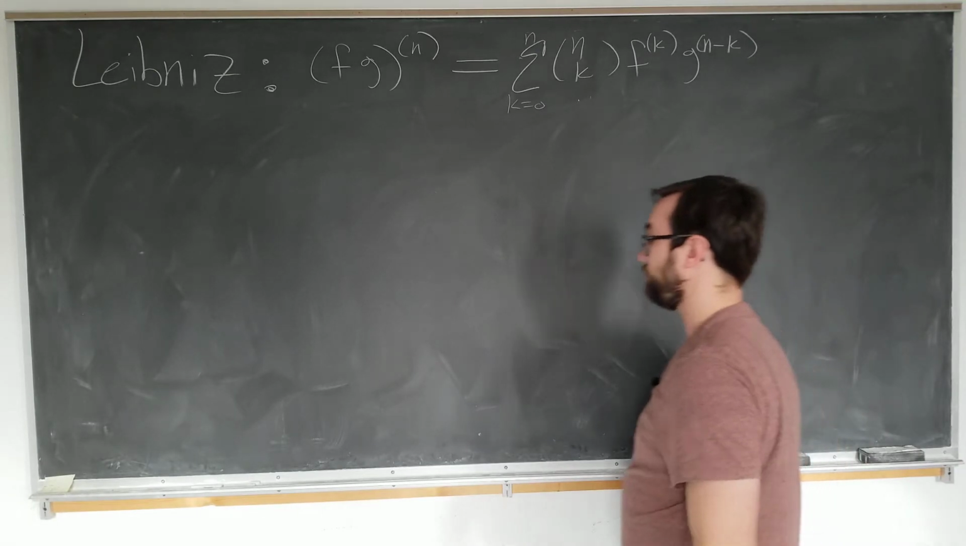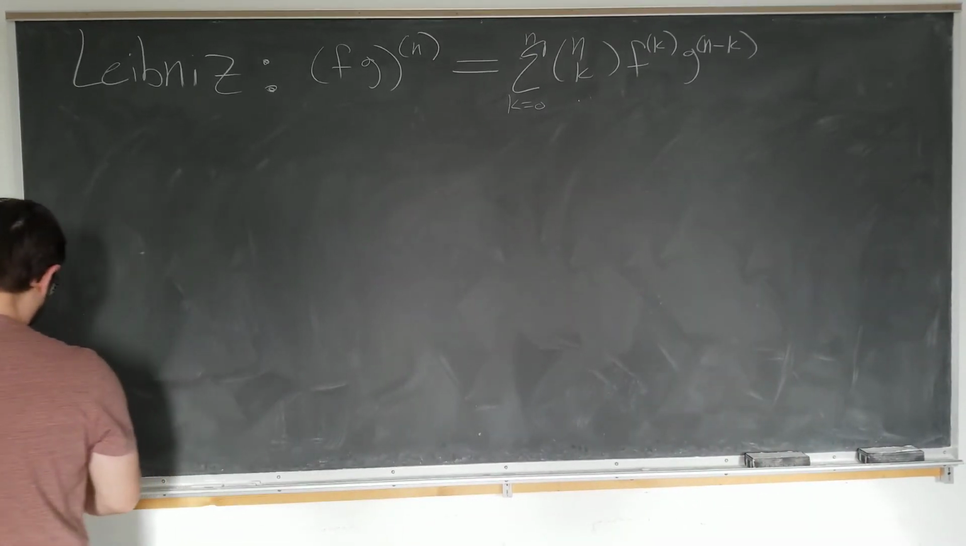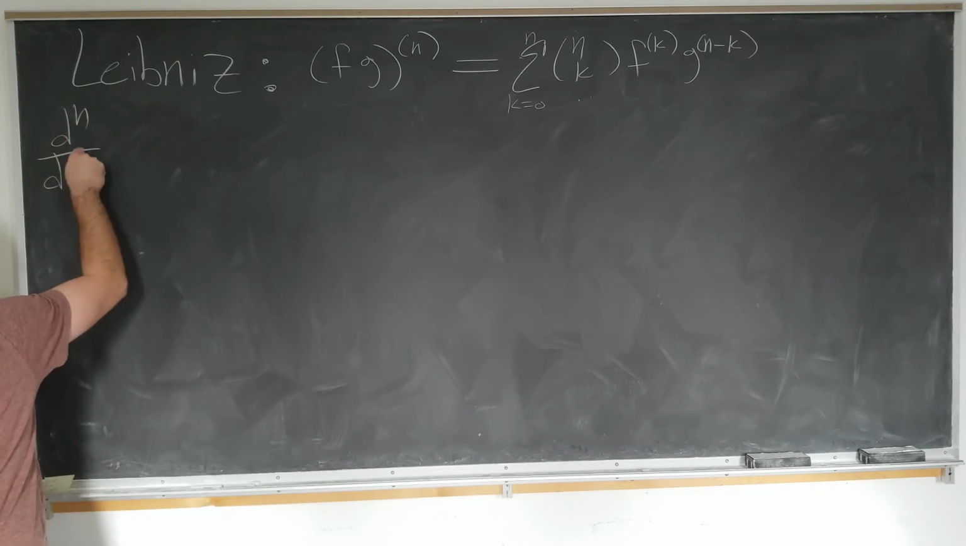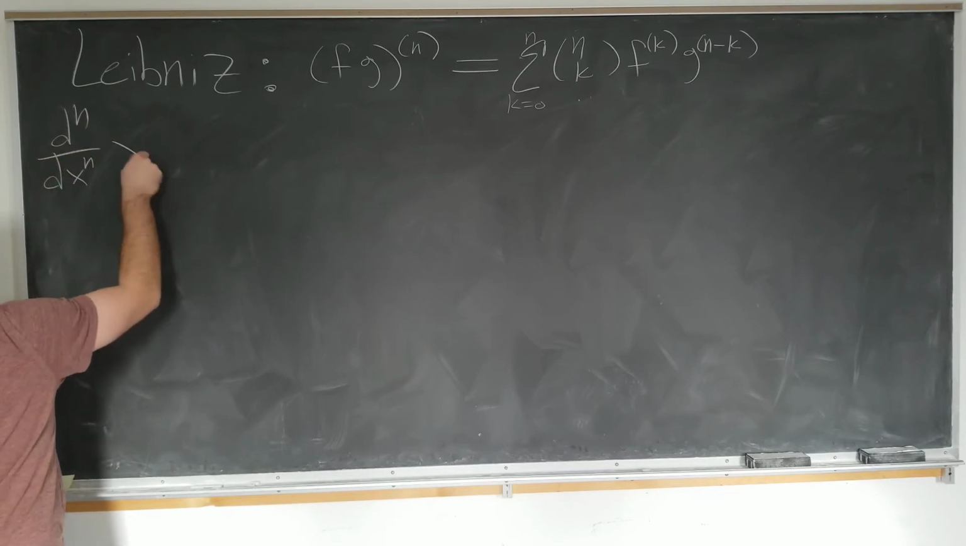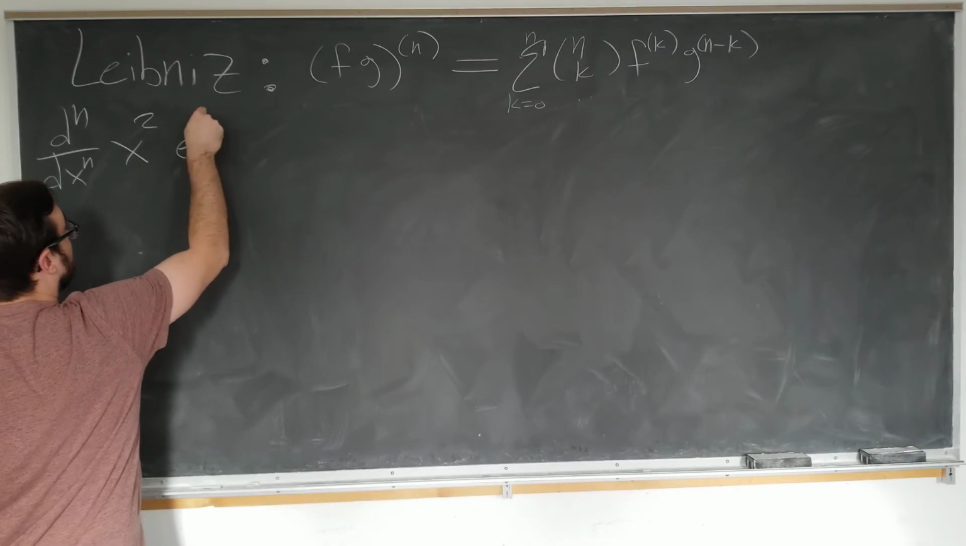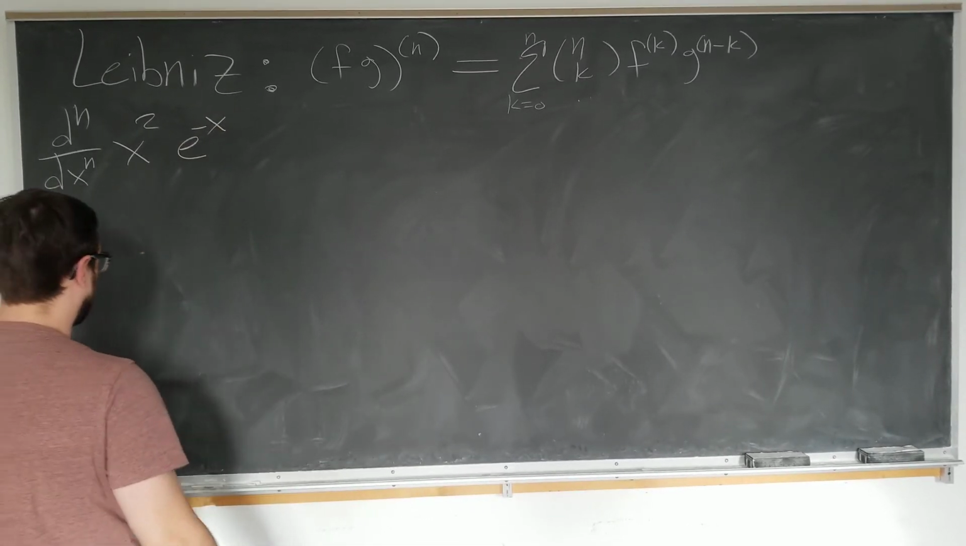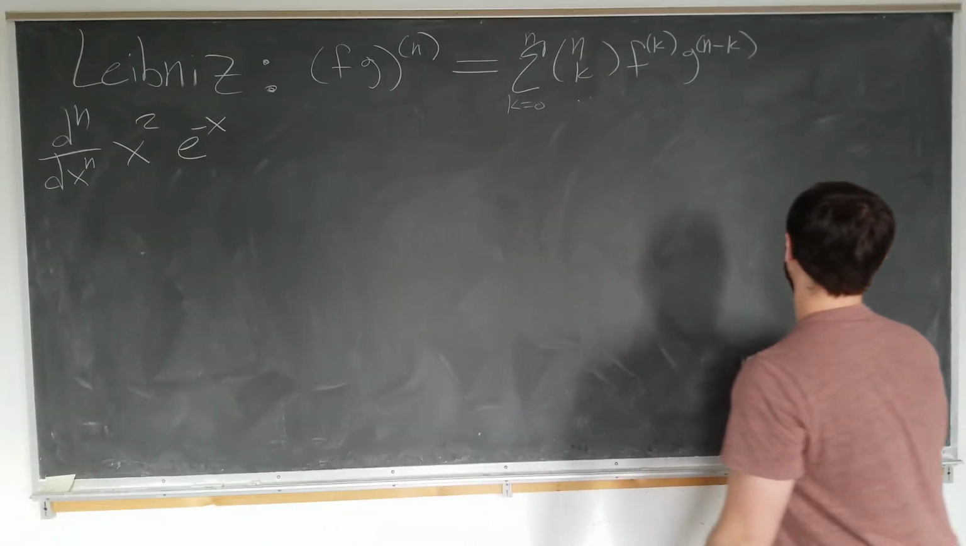All right. Next example is the nth derivative of x squared e to the minus x. I'm just getting tired of putting e to the x, so I put a minus sign there for some additional variety.